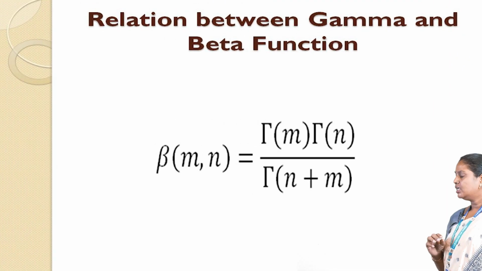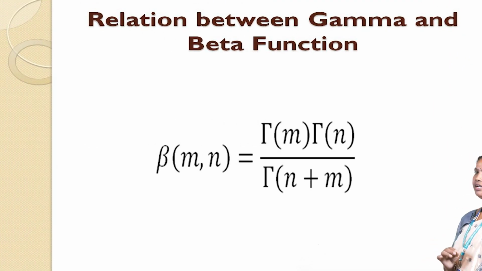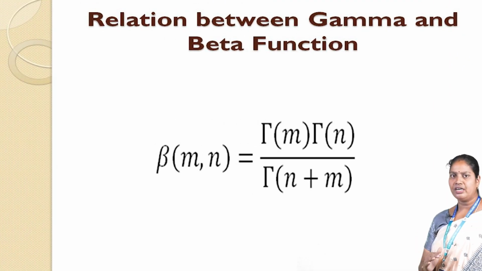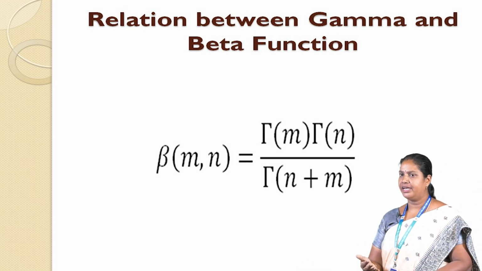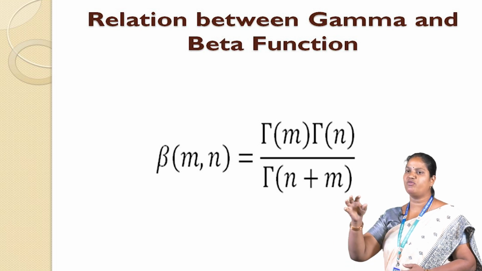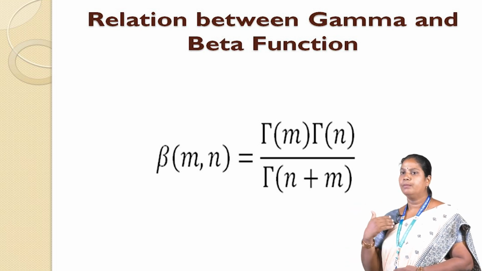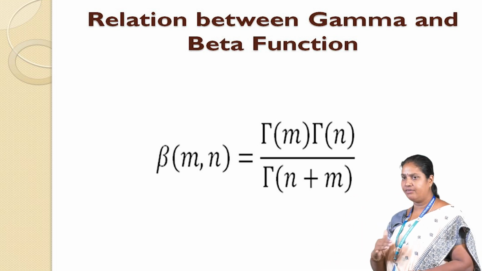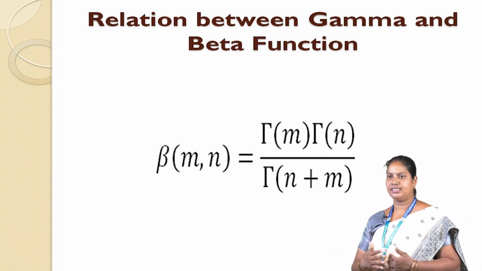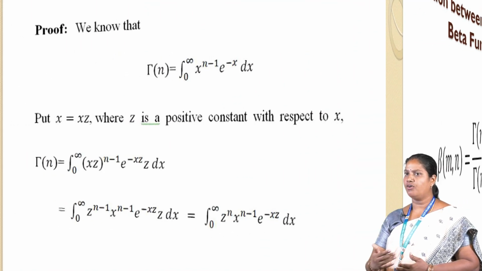Now we are going to see an important relation between beta and gamma functions. It is that beta of m comma n can be represented in terms of the gamma function as follows. Beta of m comma n is equal to gamma of m into gamma of n divided by gamma of m plus n. So now let us see the proof of this.